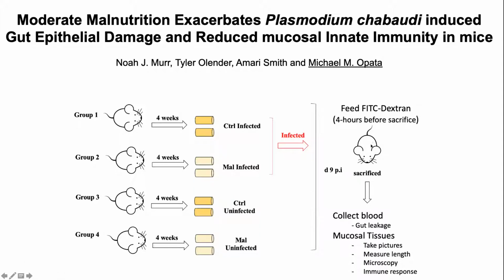before we sacrifice. This dextran is a molecule that is labeled with FITC, so it is fluorescent, and it is a big molecule. It's not supposed to pass through the gut. So when we feed and there is damage in the gut, then it will penetrate through the epithelial cells and enter the blood. So we are able to detect it in the blood. We wait for 4 hours and then we sacrifice the mice. We collect the blood so that we can check if the dextran leaked into the blood. So it will be a measure of our gut leakage.